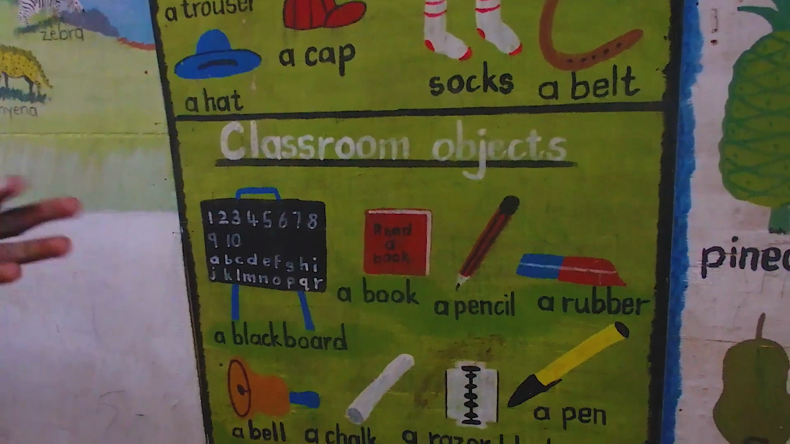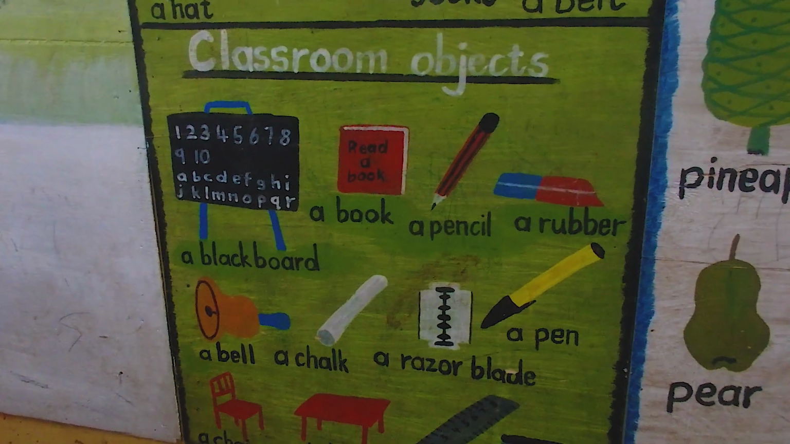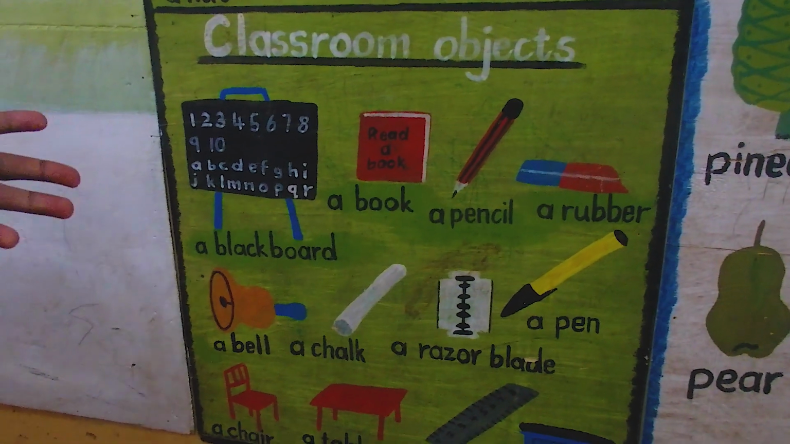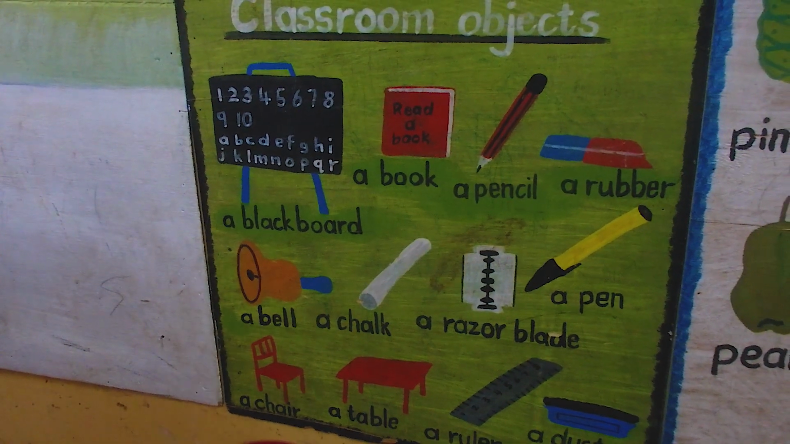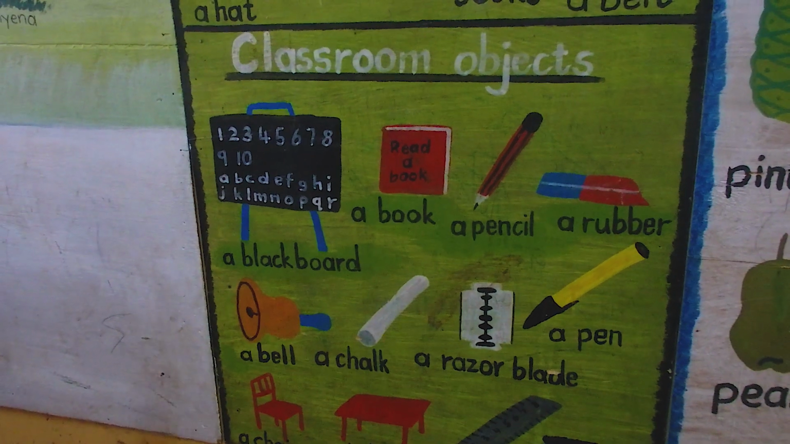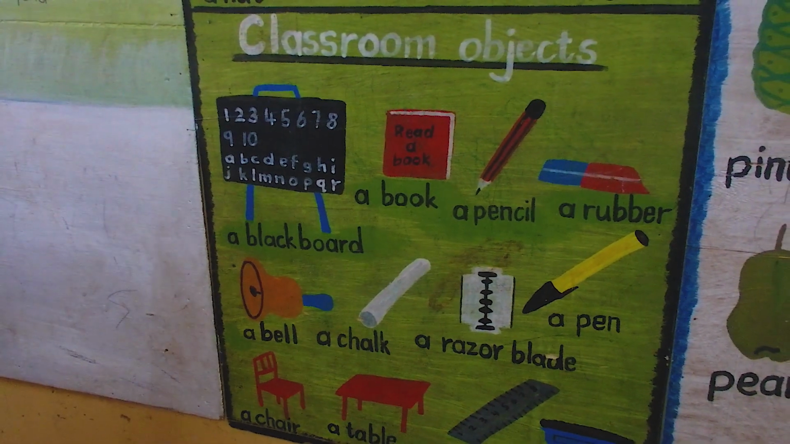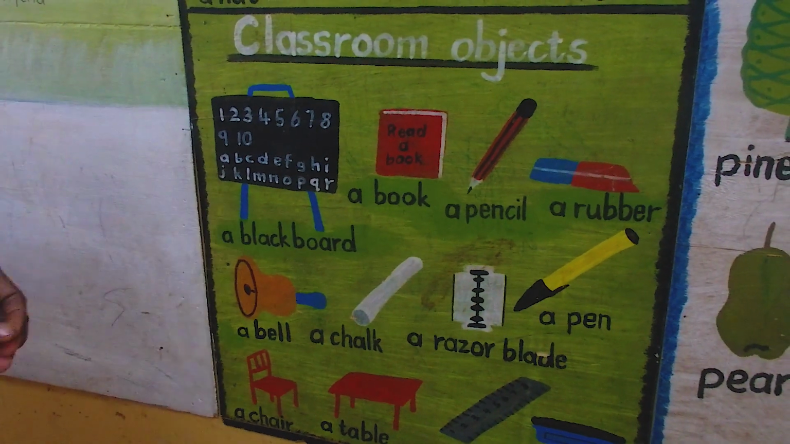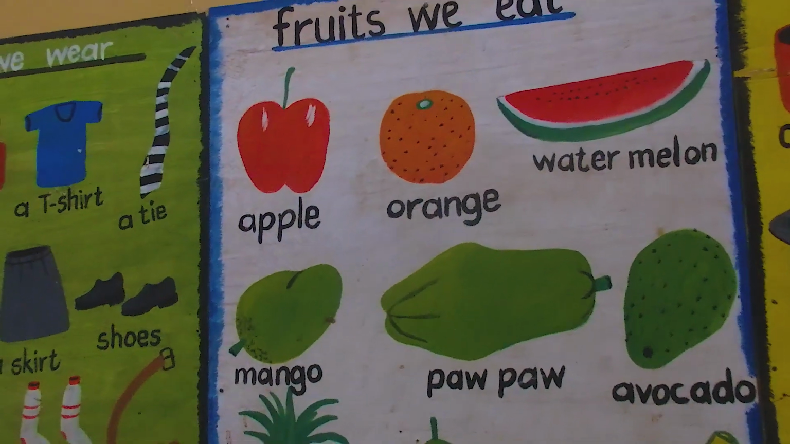We have the classroom objects. The classroom objects are the items that we need in the classroom so that the lesson can be effective, or the learning can be effective. That's when they learn to have books, pencils, and so forth. Okay, let us move to the next chart.